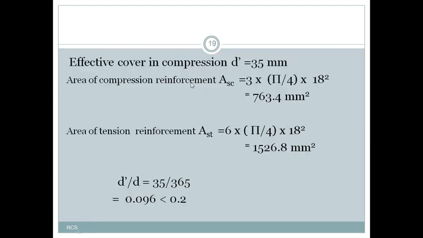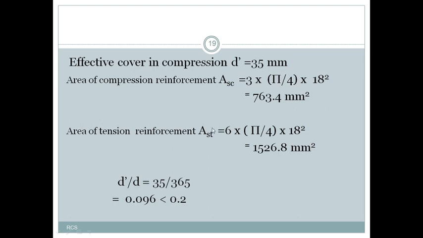The area of compression reinforcement Asc can be calculated as 3 into pi by 4 into d square. Here 3 is the number of bars and d is the diameter of the bar provided. If you substitute the value of d, we get 3 into pi by 4 into 18 square, which gives 763.4 mm square as the area of compression reinforcement. Similarly, we have to calculate the area of tension reinforcement Ast, equal to the number of bars multiplied by the cross-sectional area of a bar. There are 6 bars, the area is pi by 4 into d square, and the diameter of the bar in the tension zone is also 18 mm. If we calculate, we get the area of tension reinforcement provided in the tension zone equal to 1526.8 mm square.